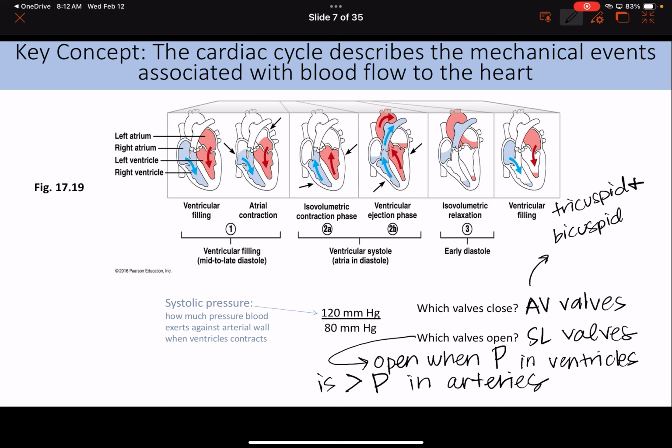So when we do take blood pressure, do you think we're taking blood pressure from our pulmonary circulation or our systemic circulation? Systemic, yeah. So when you take a blood pressure cuff, they put it over your arm or your wrist or your ankle, wherever they're taking it from. That's systemic circulation. It's coming from the left side of the heart.